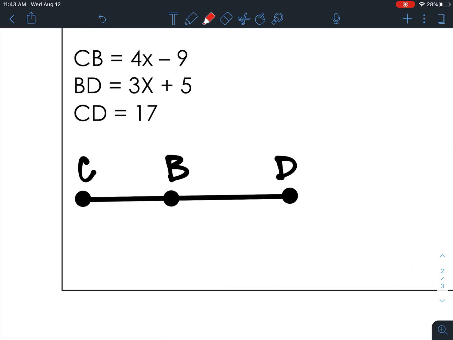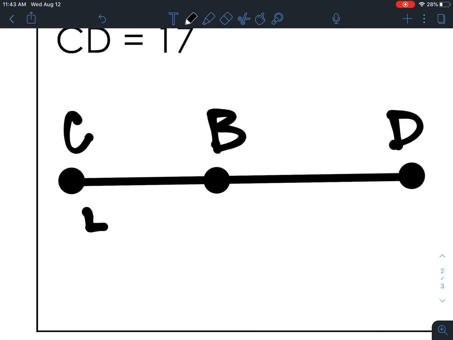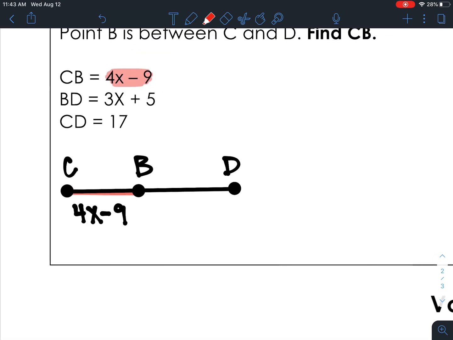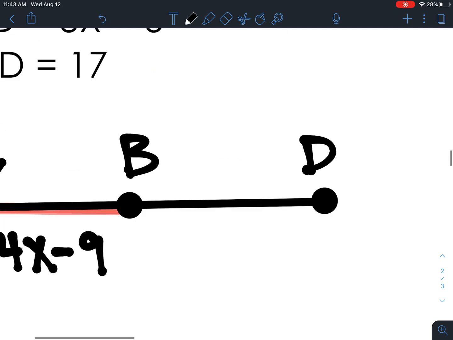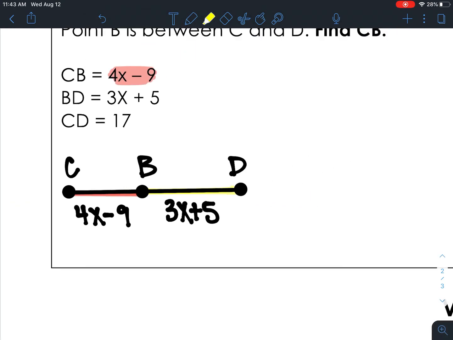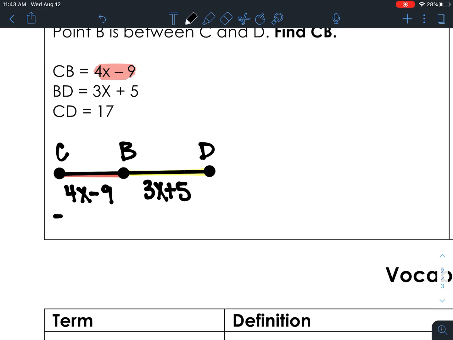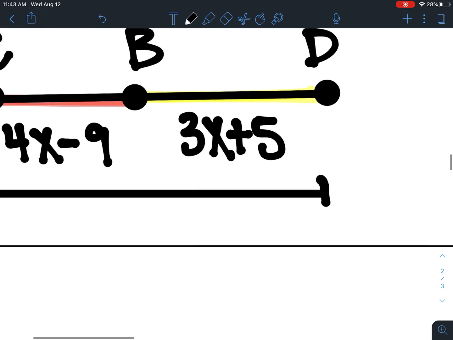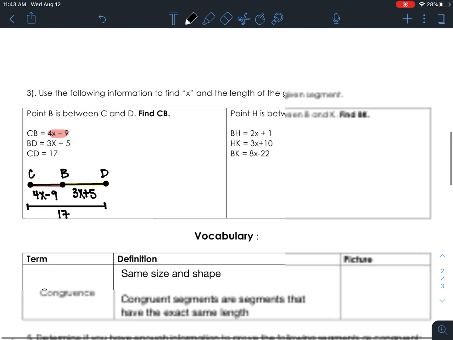So CB has an expression of 4x minus 9. So what I'm going to do is come down here and label this segment 4x minus 9 right here. Okay? Then I'm given that BD has an expression of 3x plus 5. So this segment right here. And then the full length of CD, so this full length right here, is 17. So what are we going to do in order to find x?